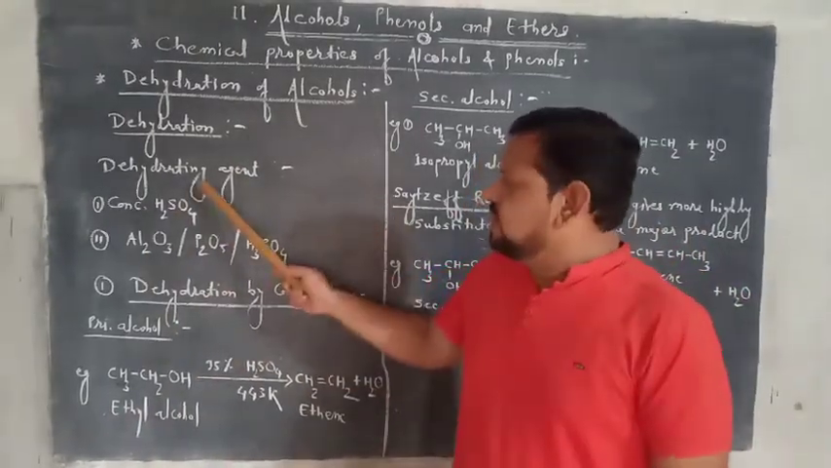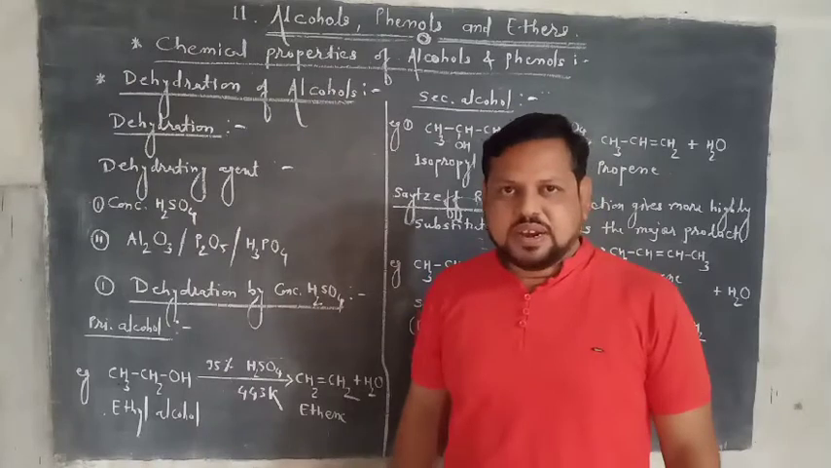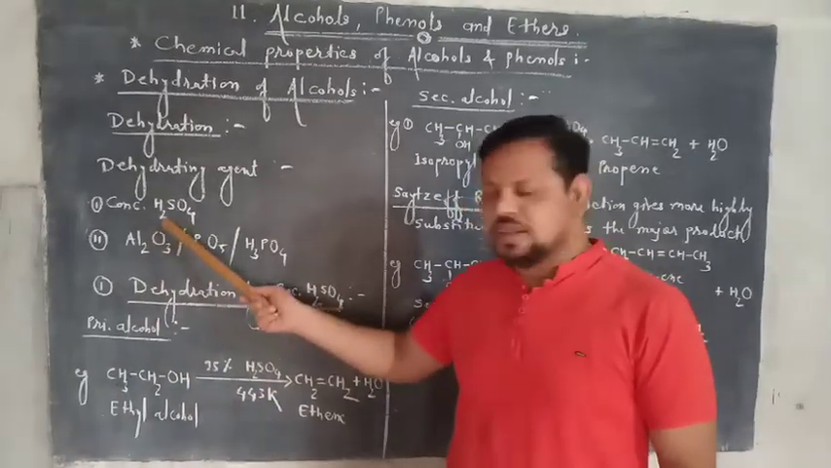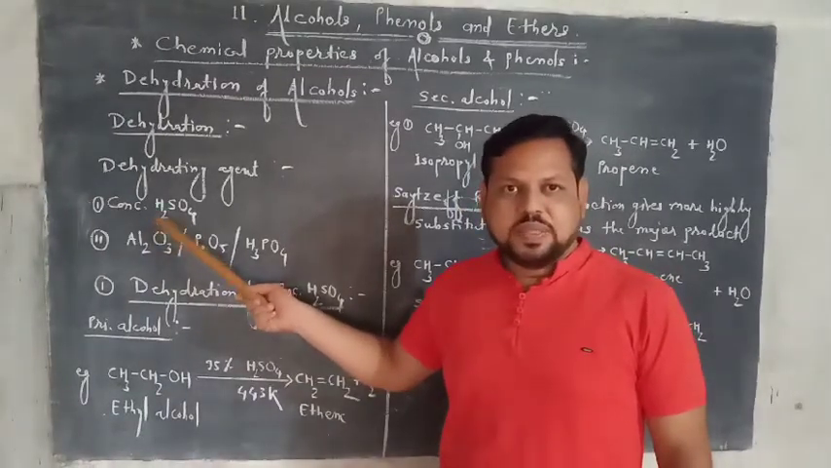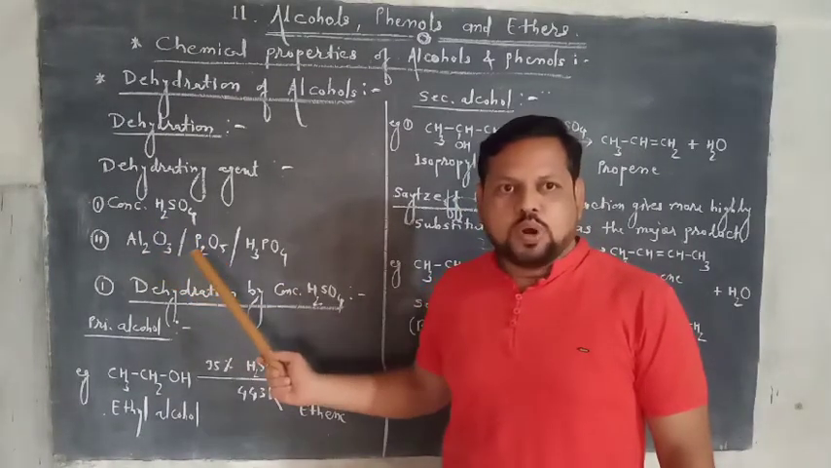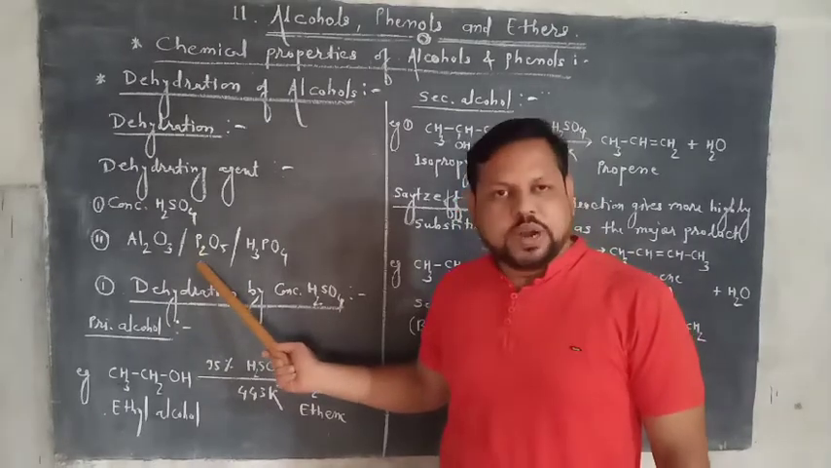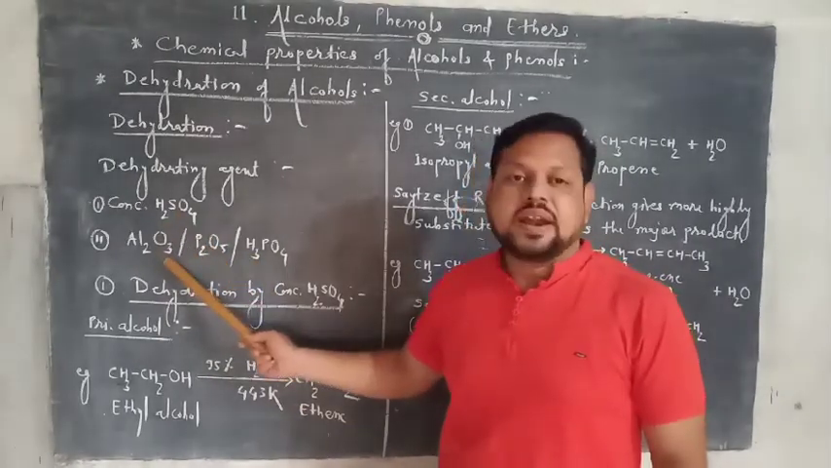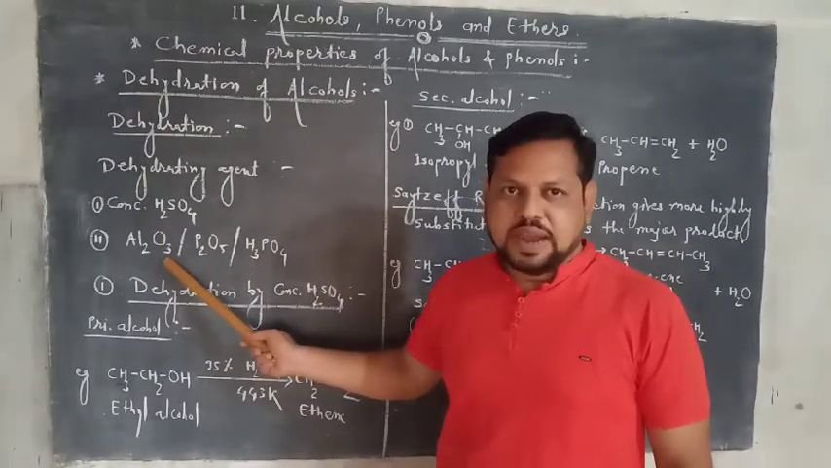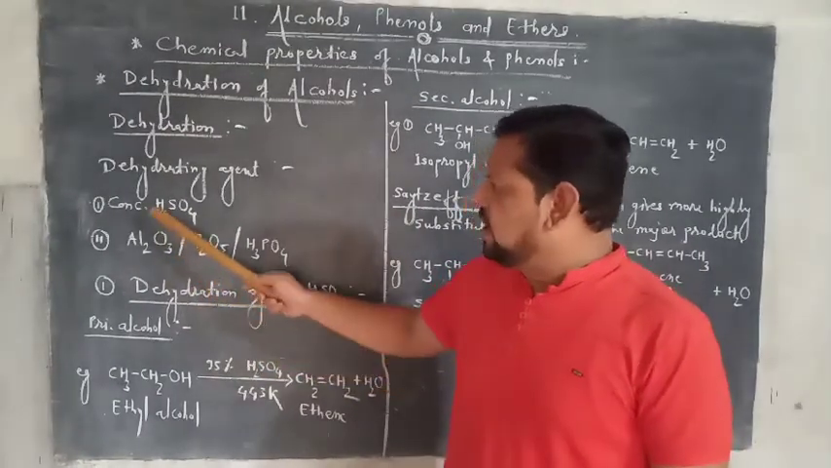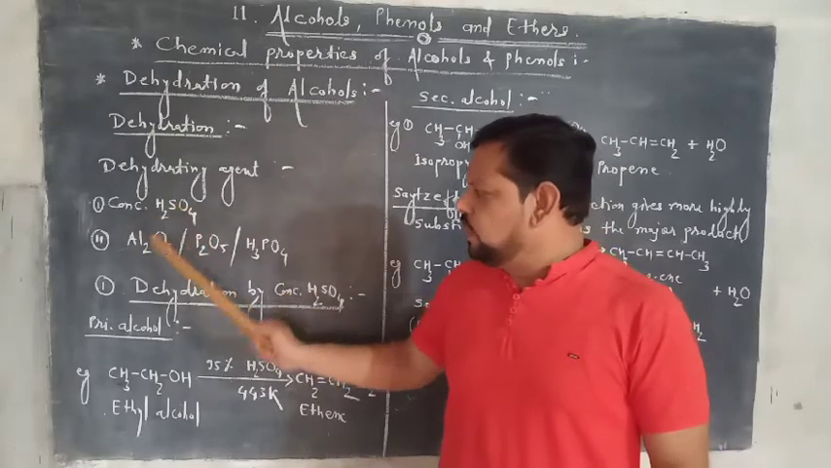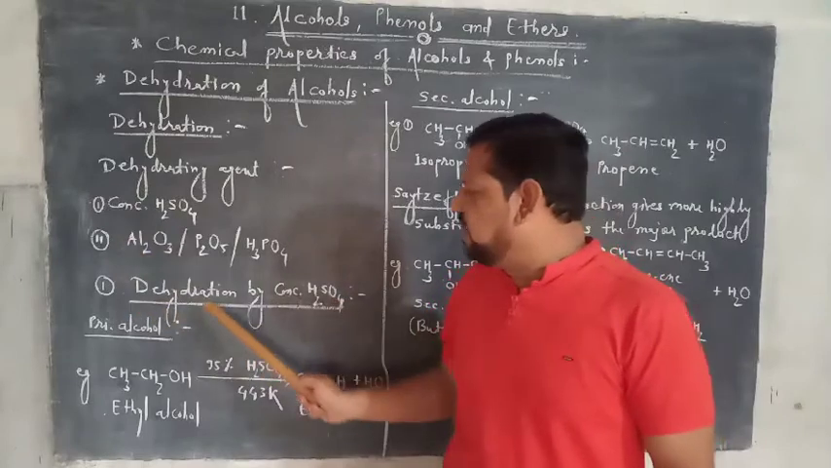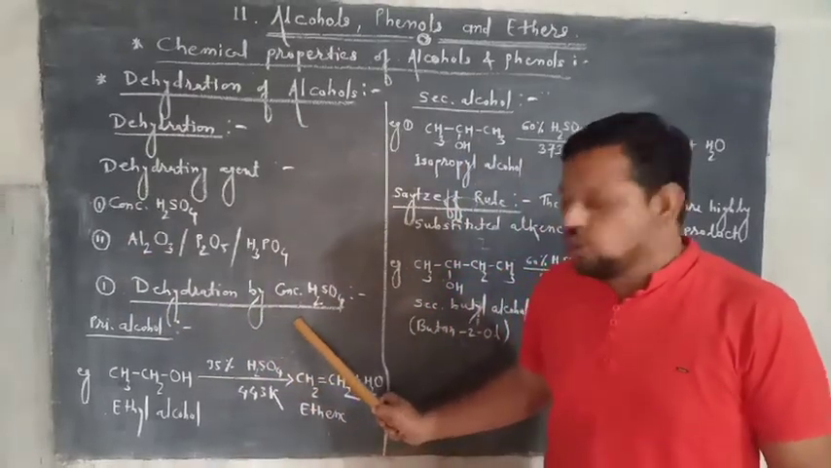Then, there are a number of dehydrating agents. First, concentrated sulfuric acid is a dehydrating agent. Then second, alumina, then phosphorus pentoxide, then phosphoric acid. These are all dehydrating agents. In your syllabus, there is the reaction of concentrated sulfuric acid and alumina. First of all, we discuss dehydration by concentrated sulfuric acid.